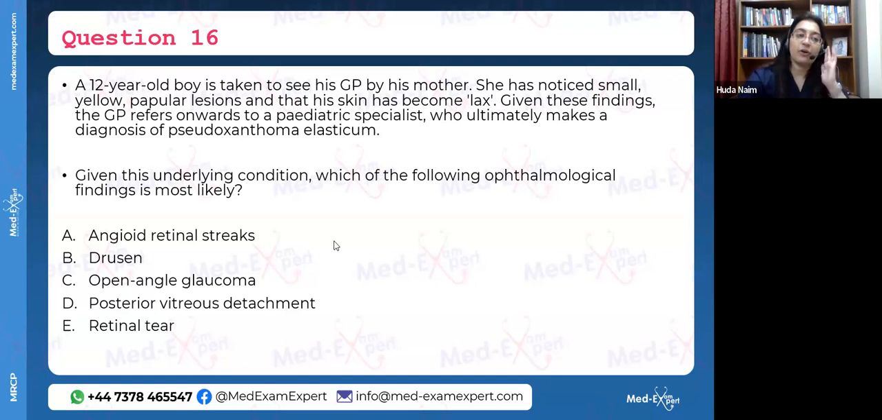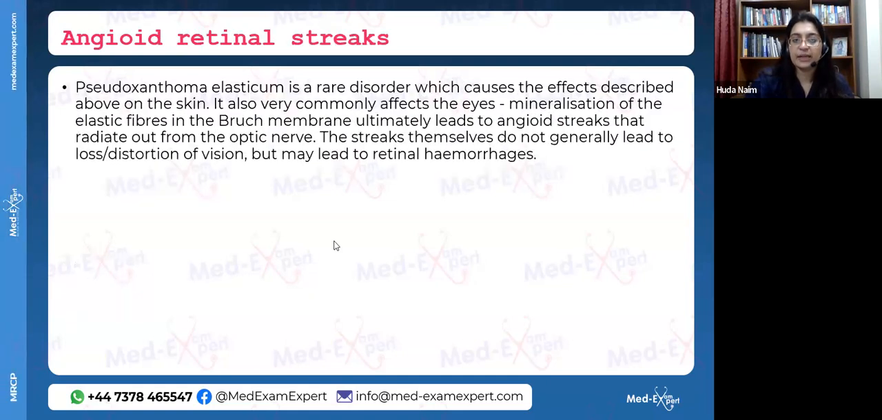So it's a case of a 12-year-old boy who's been brought by his mother and she has noted small yellow papular lesions and that his skin has become lax. And the GP makes a diagnosis of pseudoxanthoma elasticum. So, what is the ophthalmological finding that you would see? So, yes, the correct answer is the angioid retinal streaks. So that's the finding that you see.